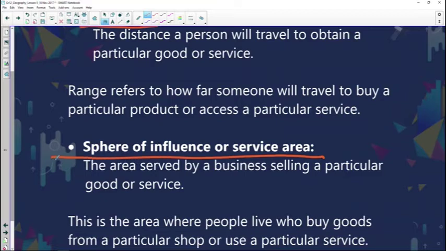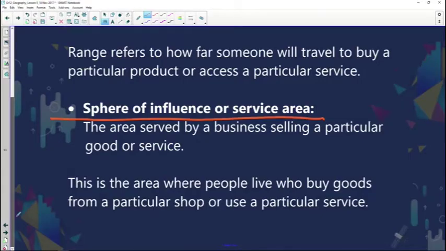Now, the sphere of influence is the area served by a business selling a particular good or service. For instance, the sphere of influence of a Pick n Pay is probably a 5-kilometer radius. It means Pick n Pay will provide the people with low-order goods in a 5-kilometer radius. The sphere of influence for high-order goods is going to be much bigger. Imagine a Ferrari garage, probably for the whole of Gauteng, because people will travel far to go and get that product because it's a high-order product.